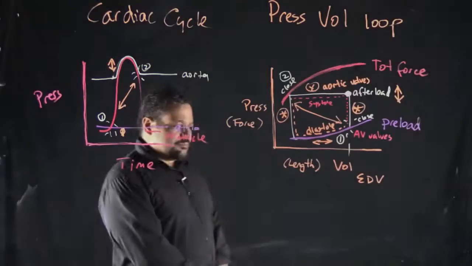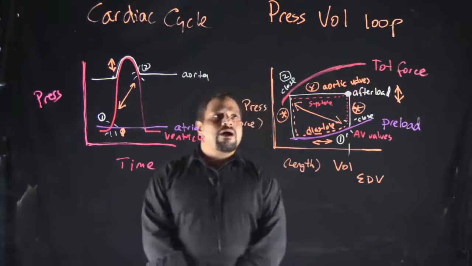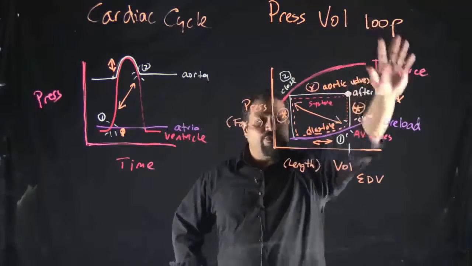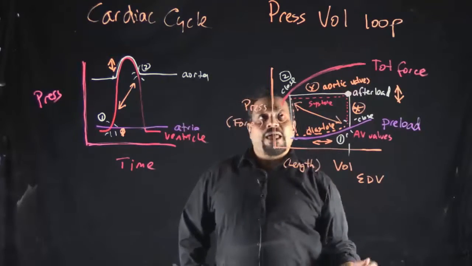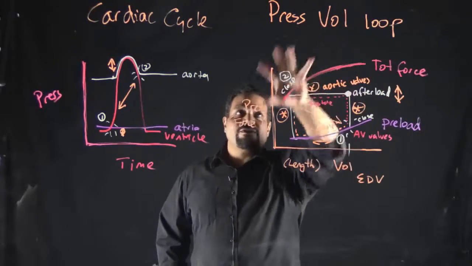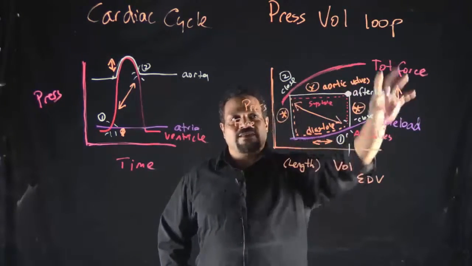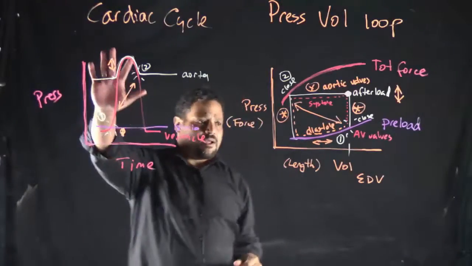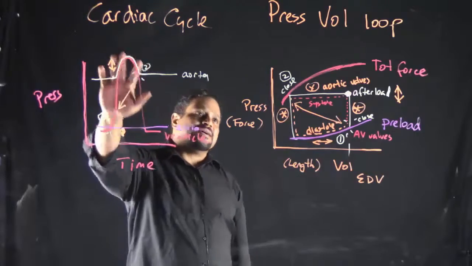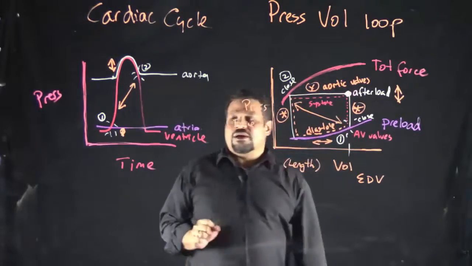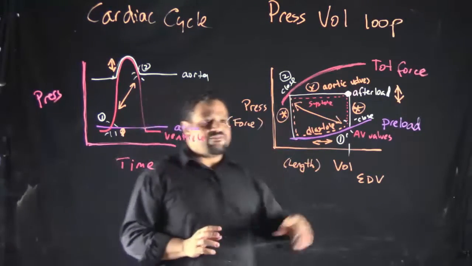Hello. Three things I want to do here. I want to relate this pressure volume loop of the heart to what you learned from skeletal muscle. I also will go over this pressure volume loop, so that's the second thing. And then I'll go over the cardiac cycle and see how the cardiac cycle and the pressure volume loop show similar events in different ways.